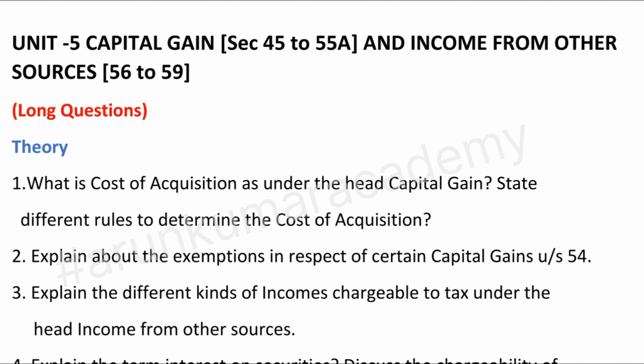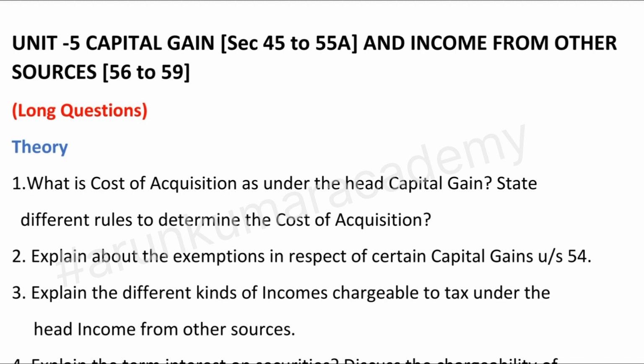These are the important theory questions, like what is cost of acquisition, and under the head capital gain, state different rules to determine the cost of acquisition. Then question number 2, explain about the exemptions in respect of certain capital gains under section 54. Here you need to explain the exemptions with respect to section 54.